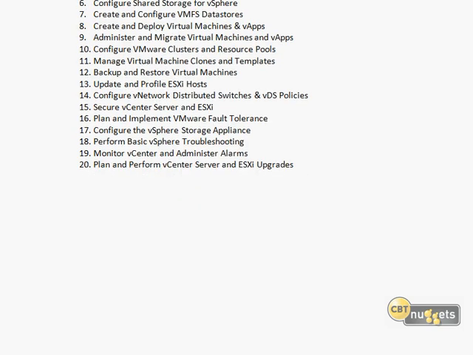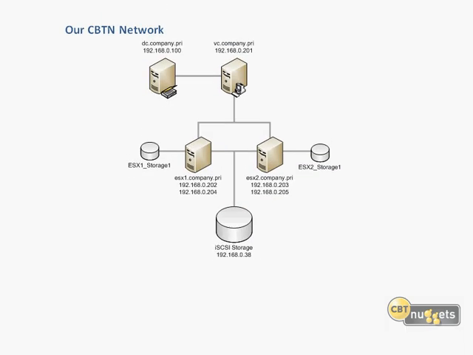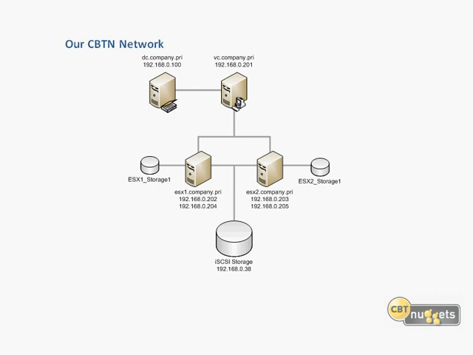Now, if you are planning on taking the exam, as I said before, you probably are going to want to follow along. So we are going to be creating a network somewhat similar to this. We will have one domain controller, dc.company.pri. We will have one vCenter server that is actually running as a virtual machine called vc.company.pri. And we will have two, and then at some point later on, three ESX hosts, ESX1, 2, and then later on number 3.